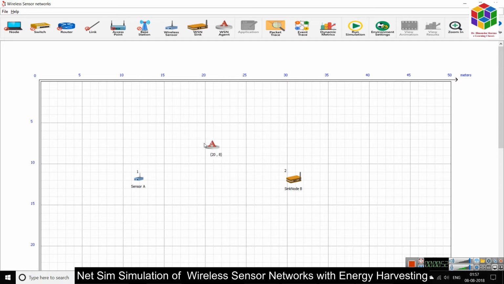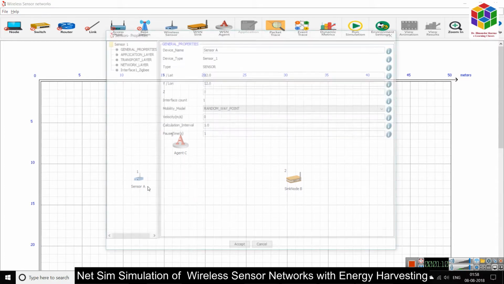and then WSN agent. WSN agent is used as sensor module to be integrated with sensor node A. It senses data and passes on to sensor node A. Sensor node A passes the data to the sensor node B, which is a gateway module. Let us check its properties.